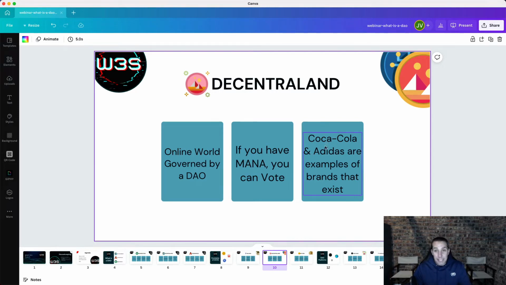Just some of the brands that have purchased NFT properties in Decentraland are Coca-Cola, Adidas, Atari, and a whole bunch more that are purchasing land inside Decentraland.